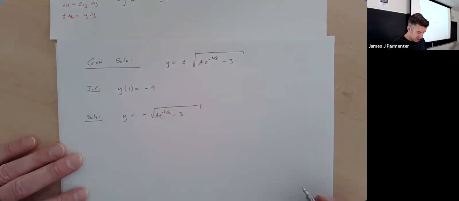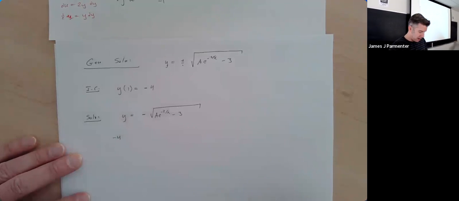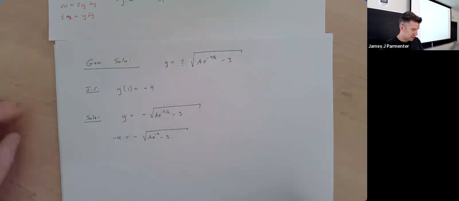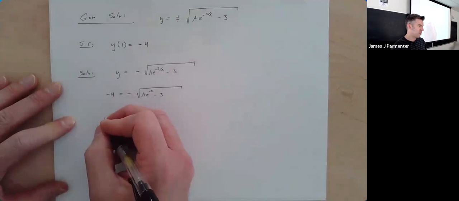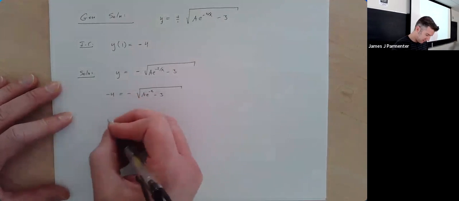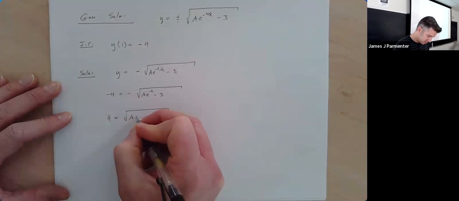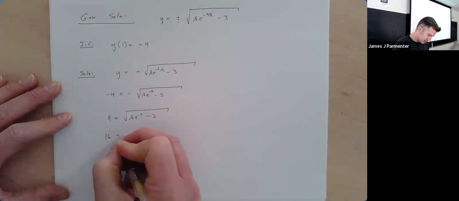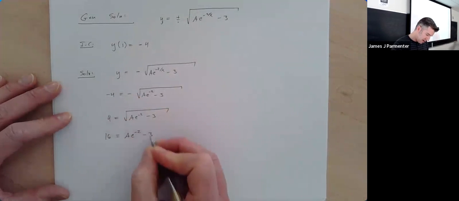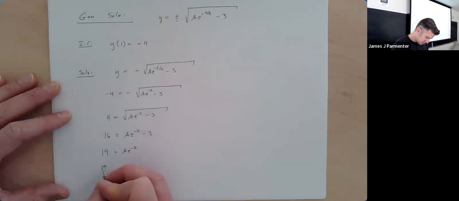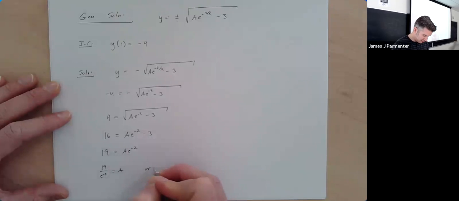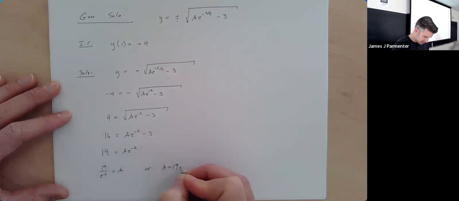And then to solve for a, we're going to plug in -4 for y and +1 for x. And then this just becomes a process of solving for a. So we multiply both sides by -1. I guess you could just square both sides, but I feel like it's better to say first I'm doing this. Then we square both sides, so 16 equals a e to the -2 minus 3. Add 3. Divide by e to the -2. Or specifically, a equals 19 e squared.